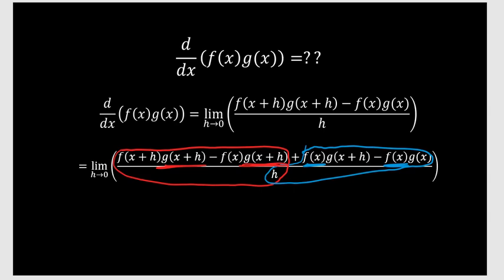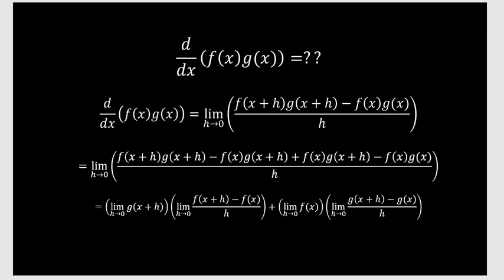We're taking the limit of this whole thing. So we're going to have a product of two things plus another product of two separate things. By our properties of limits, we know that the limit of the sum of two things is equal to the sum of their individual limits. And we know that the limit of the product of two things is equal to the product of their individual limits. So what this big limit becomes is this guy right here. A product of two limits plus another product of another two limits. Limit as h goes to 0 of g of x plus h times the limit as h goes to 0 of f of x plus h minus f of x all over h, plus the limit as h goes to 0 of f of x times the limit as h goes to 0 of g of x plus h minus g of x all over h.